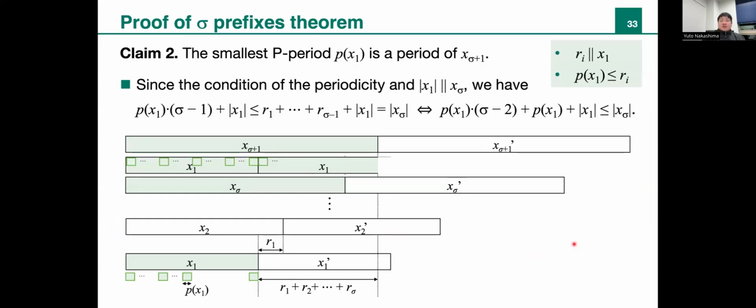This is an illustration for this claim. We got that x1 has the shortest period P. We can see that the length of x1 is a multiple of this period. So this implies that the period P can be extended to x sigma plus 1, because x sigma plus 1 also has a parameterized period, the length of which is the length of x1.